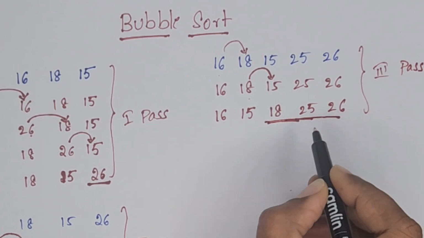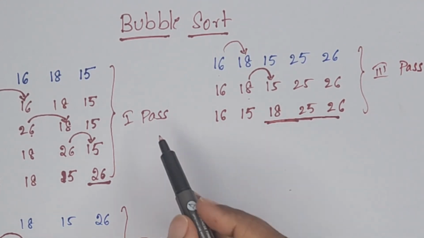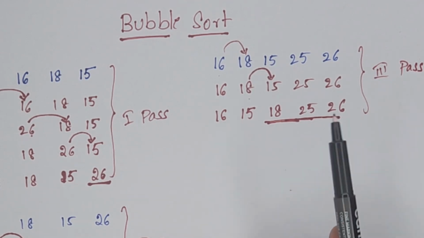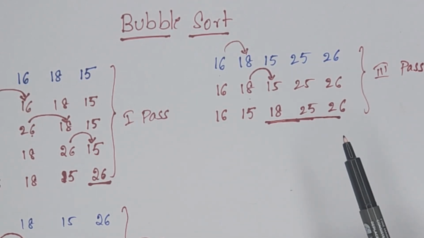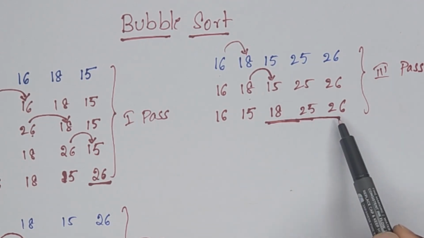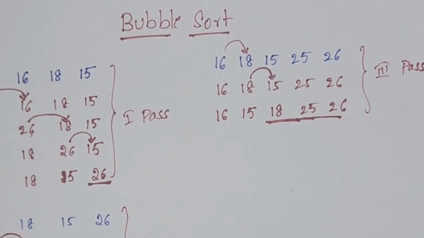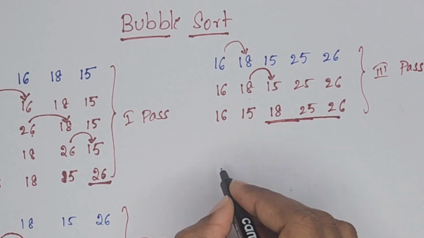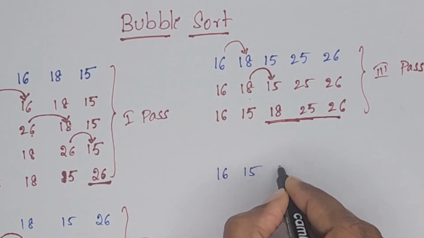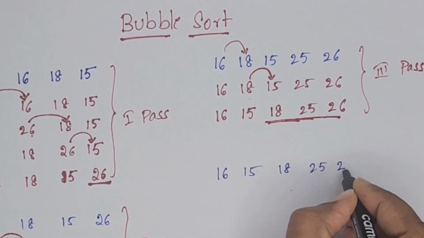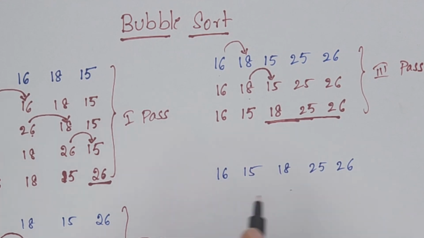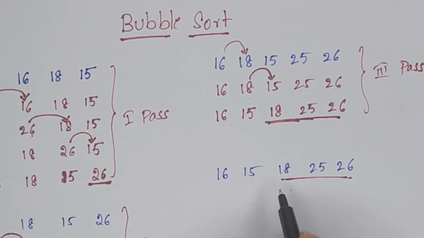Now these three elements are in sorted order. After each and every pass, we'll get one by one element in sorted order. After third pass, these last three elements will be in sorted order. The remaining two elements we have to compare. So elements are 16, 15, 18, 25 and 26. See, these three are in sorted order. Remaining two elements we have to compare.